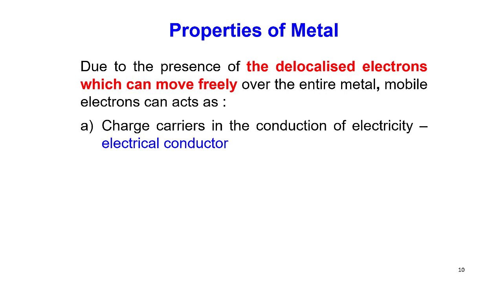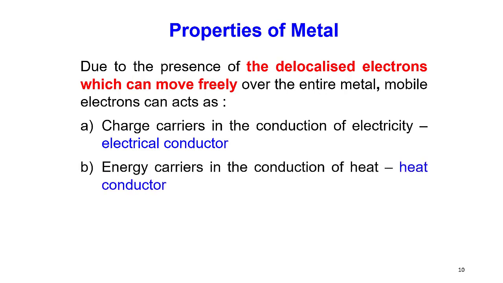The mobile electrons can also act as energy carriers in the conduction of heat. For example, cooking utensils and water boilers are made of iron, copper, and aluminium because they are good conductors of heat.